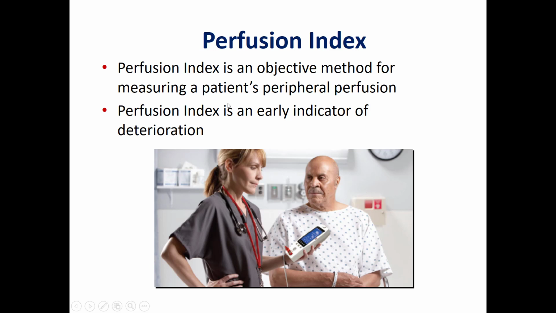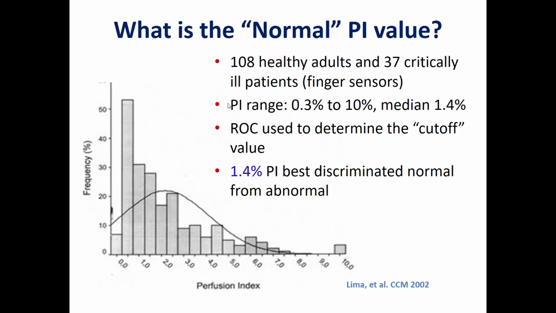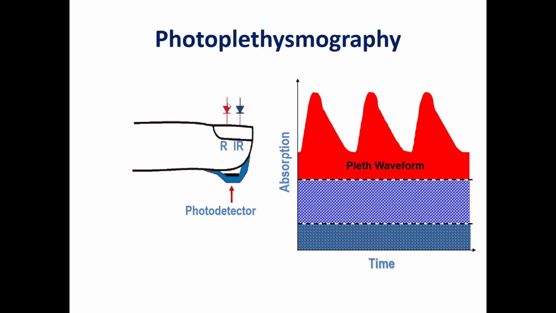So this is the addition of the second generation. First, it helped to give a more accurate reading of the SpO2. Second, it gives us a new parameter, which is the perfusion index. Also, we have another parameter, which we'll talk about now.